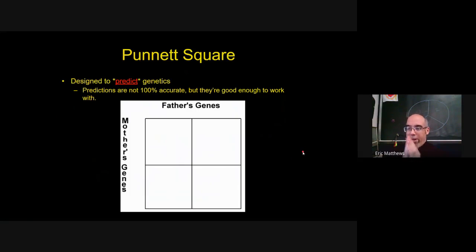And that will bring us to our Punnett squares. So these are super, super easy. And if they challenge you a lot, make sure you check.